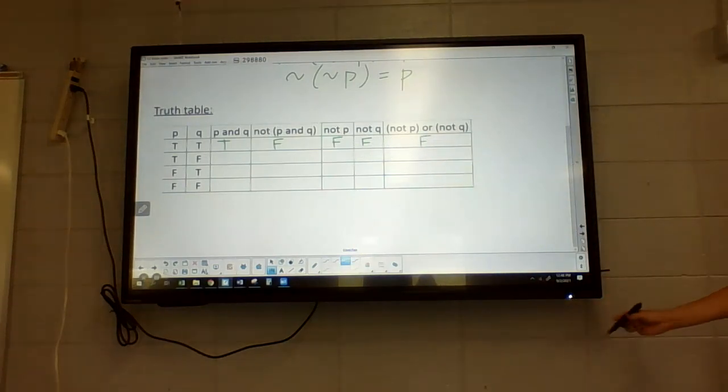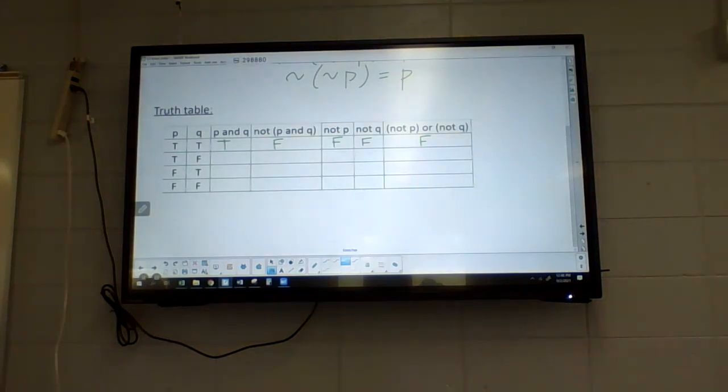So see if you guys can fill in the other lines. If you're really nervous and you don't have a pencil, you can wait, but see if you guys can fill those other three lines in.